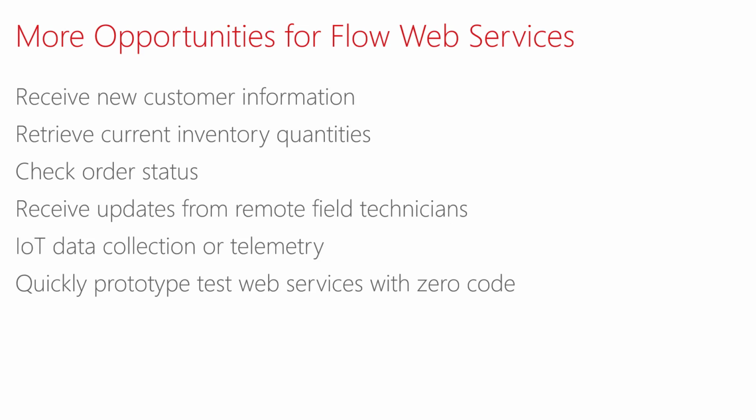You could check order status when a customer logs on and looks at an order status. That's not quite as critical or time sensitive, so if that takes 1 or 2 seconds to pull, that would work great. Or for other scenarios, let's say that you have remote field technicians and you want an easy way to receive updates from them that involves web services. You could have a Flow web service that can receive those updates via the HTTP request endpoint. Perhaps you have IoT devices out in the field. You could use Flow web service endpoints for IoT data collection or telemetry.